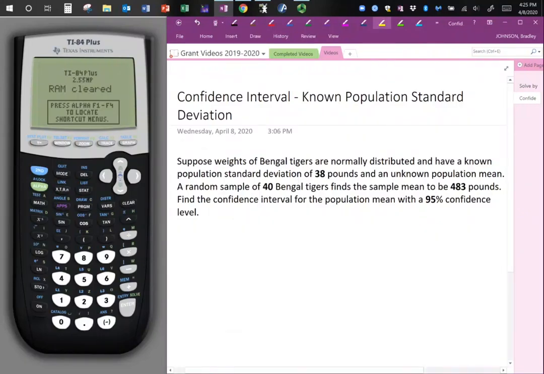So let's highlight the important stuff that we know. We have a population standard deviation of 38 pounds. We can label that as sigma. Next thing that we know, we have a random sample of 40 Bengal tigers. So that tells me that our sample size, n, is 40. The sample mean is 483 pounds.